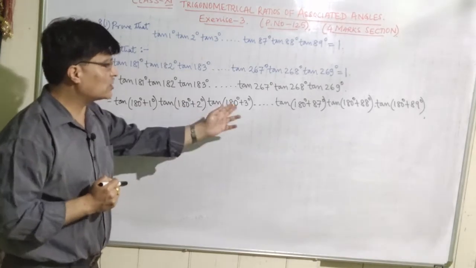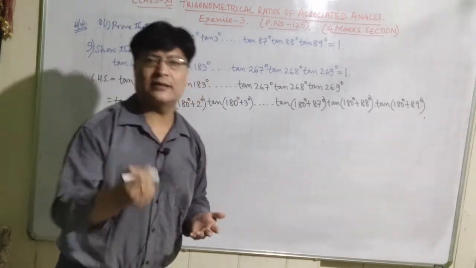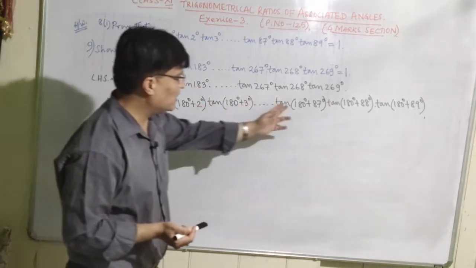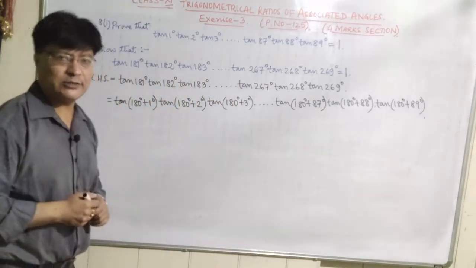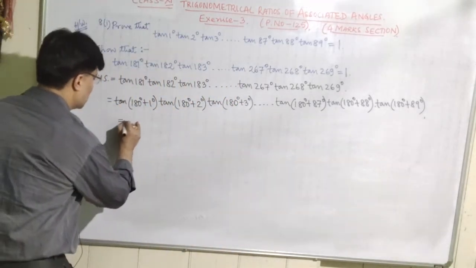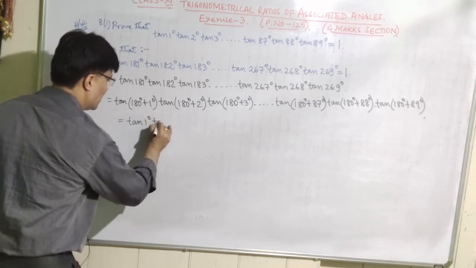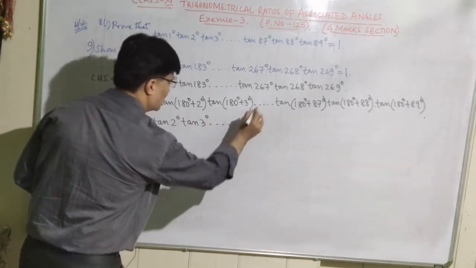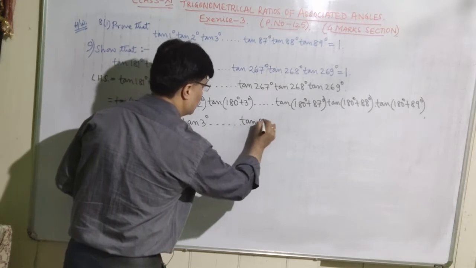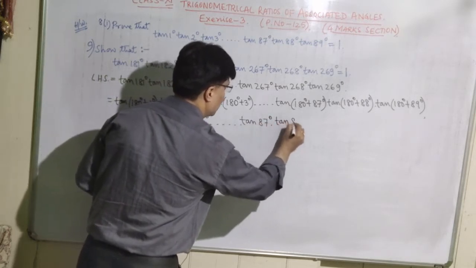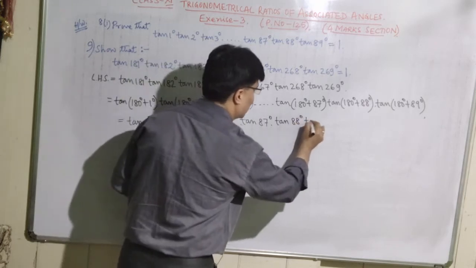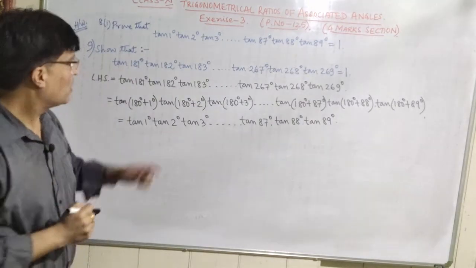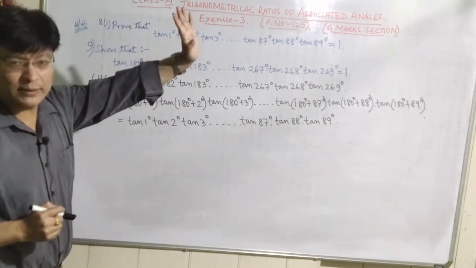So all these angles lie in the third quadrant, and in the third quadrant tan is always positive, and since this 180 degree is 90 into 2, an even multiple of 90, tan remains the same. So this is tan 1 degree, tan 2 degree, tan 3 degree, tan 87 degree, tan 88 degree, and tan 89 degree. So I think you have understood it. Okay. Now this question is same as question 8 number 1.